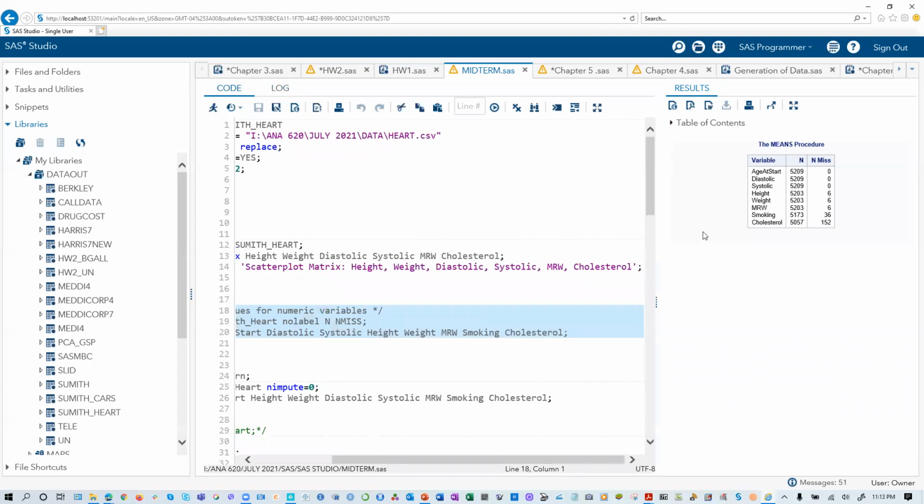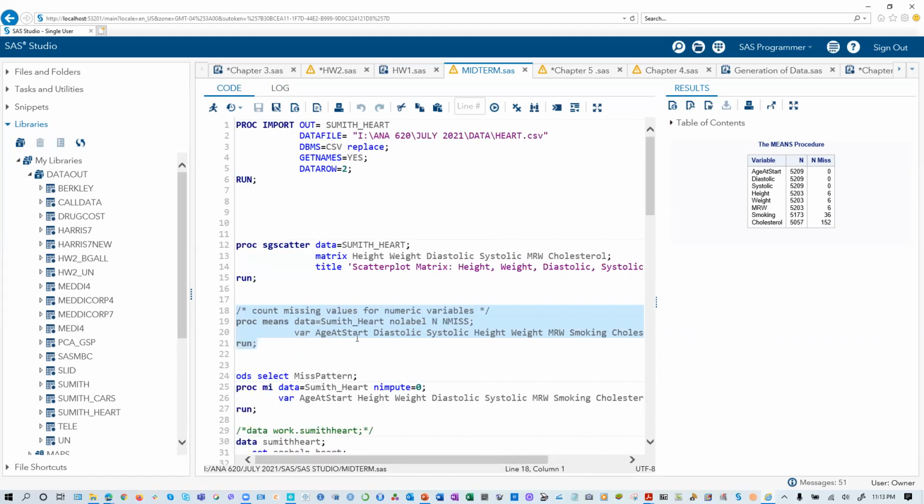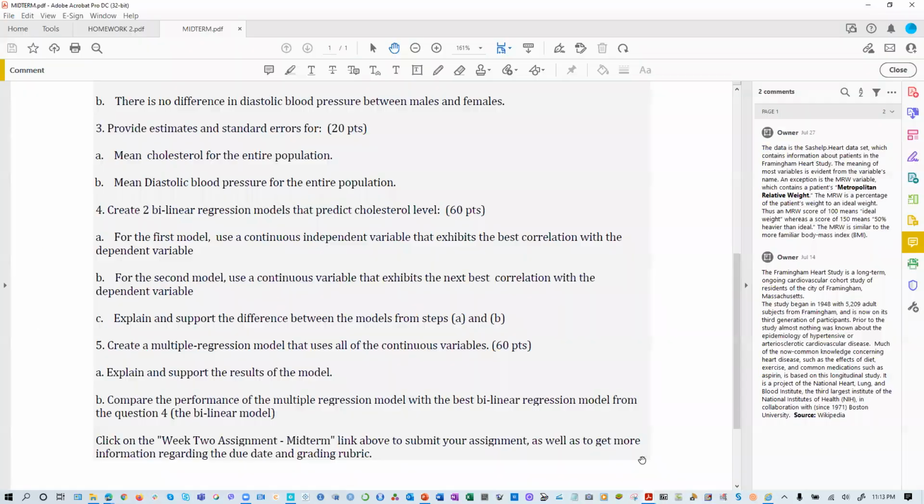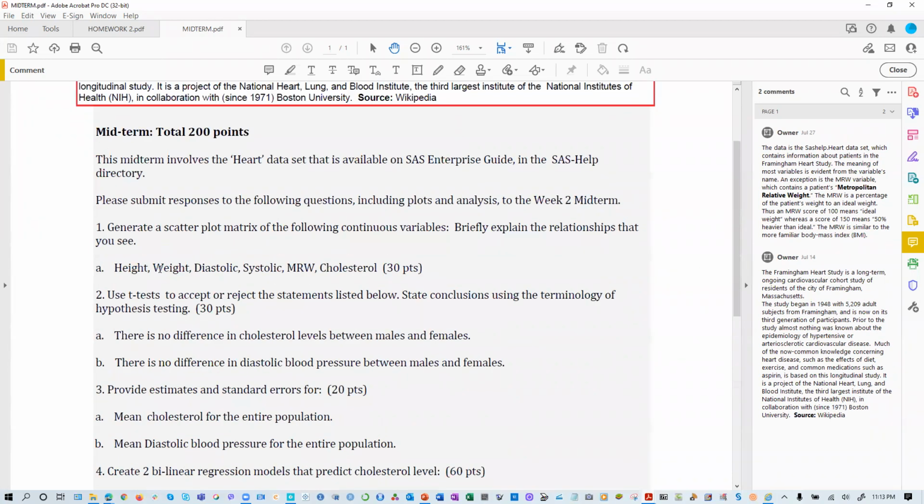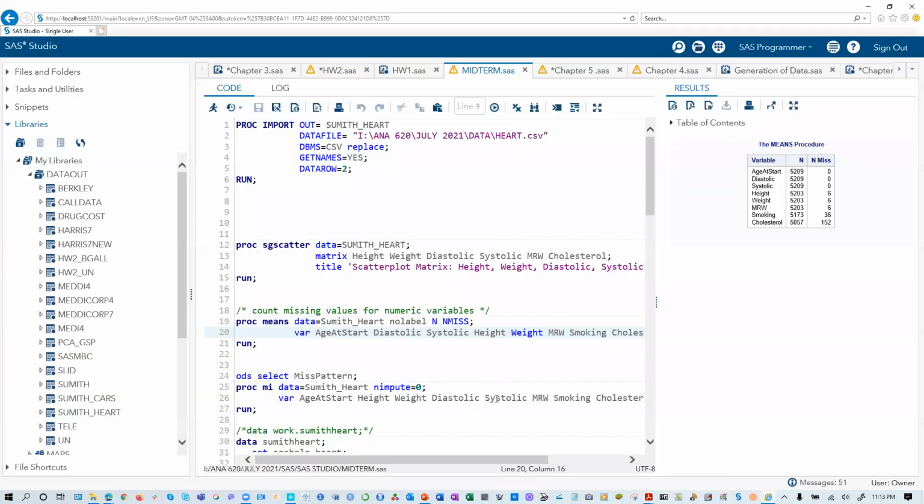Age at start, age at death. So why are they not going to show the age at death? Okay, we didn't give that one. There's another variable. So age at start, age at death. Let's have a look at this one more time. Height, please explain the relationship. It generates a scatter plot between height, weight, diastolic, systolic, MRW, and cholesterol.